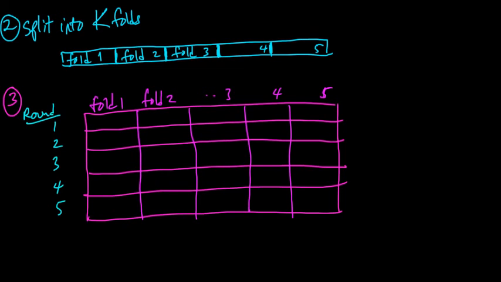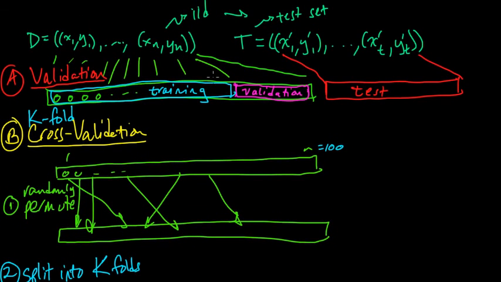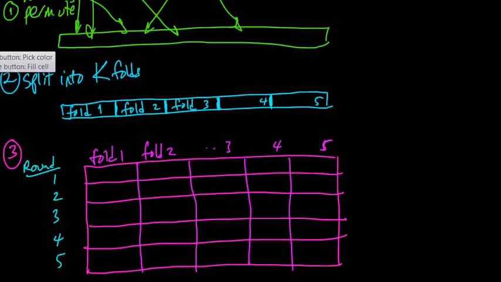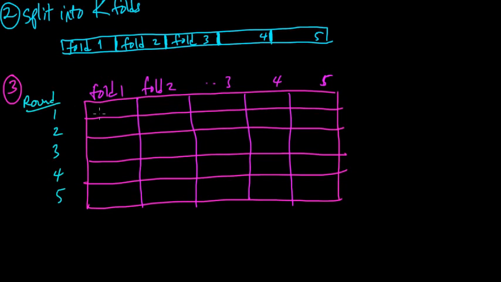And now, remember before, for validation, we had our training set and our validation set. On each of these rounds, there will be a different fold for the validation set. In the first round, fold 1 is the validation set. In the second round, fold 2 is the validation set. In the third round, fold 3 is the validation set. And then 4 for 4 and 5 for 5.